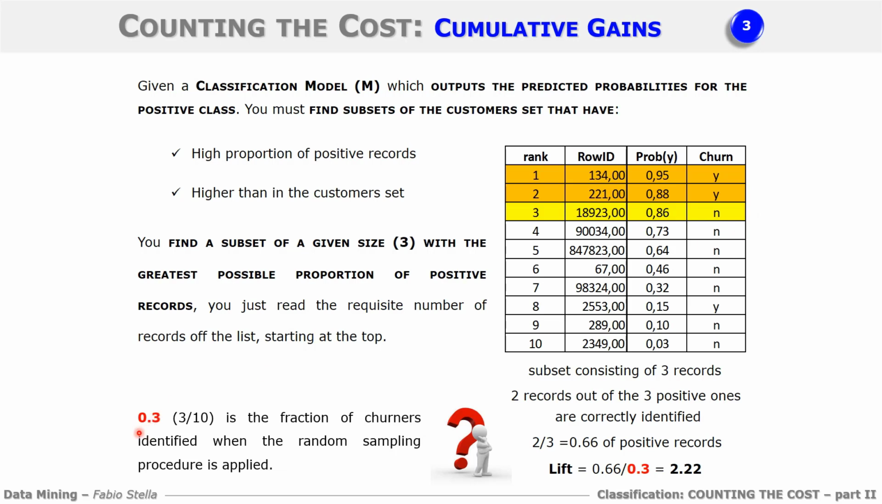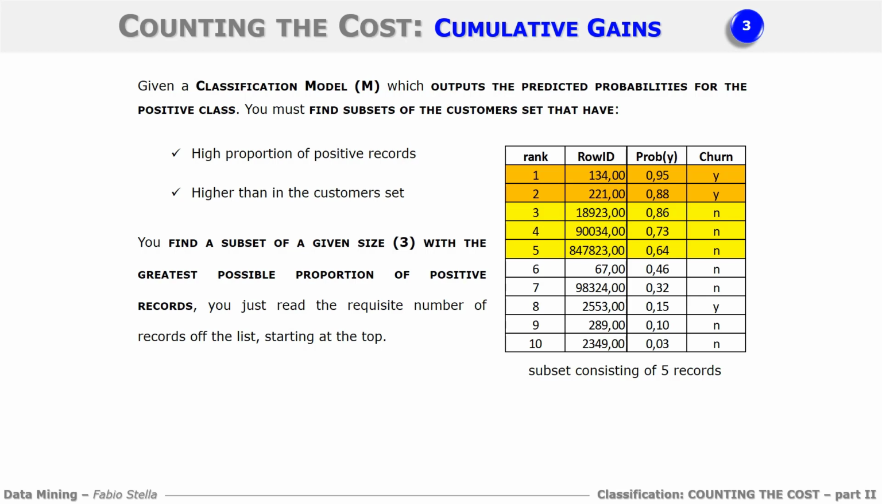Therefore, in conclusion, 0.3 is obtained as 3 divided by 10. 3 is the cardinality of the potential subset, while 10 is the cardinality of the customer set. And it is the fraction of churners which are correctly identified when the random sampling procedure is applied to this customer set and the proportion of this sample is equal to 30%.